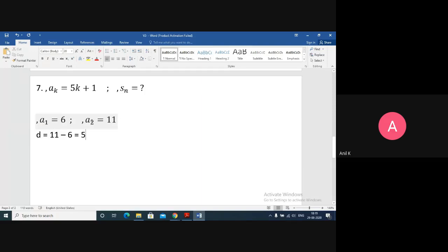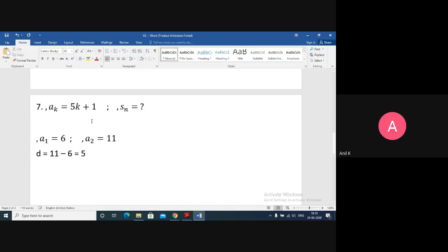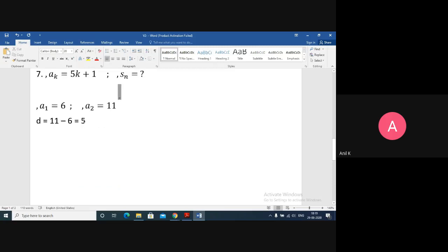That d formula is only for an arithmetic mean, and the question is related to an AP, so I use this d formula. This is an AP, so for the common difference d, it is 11 minus 6, which is 5. Now you know the a value is 6 and the d value is 5, and you have to derive the formula for Sn.